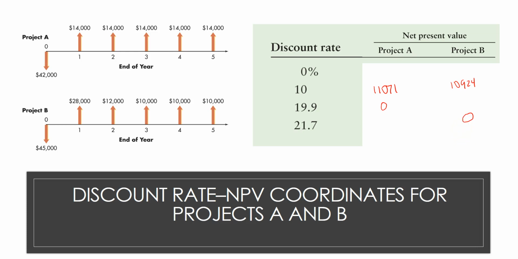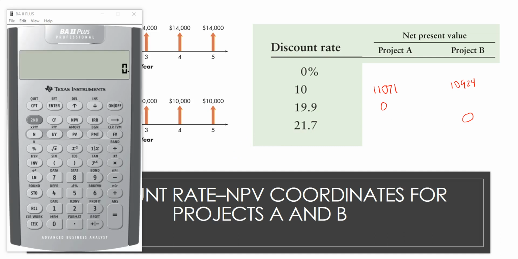So let's calculate our net present values for these different discount rates. The first step is to put the cash flows into our cash flow register. So I'm going to clear this out. Our cash flow at time period 0 for project A was $42,000 cost. It's a negative. And it returns $14,000 for 5 years. So now we push net present value. Let's keep our discount rate at 0 so we can see what the net present value of the project is at a discount rate of 0.